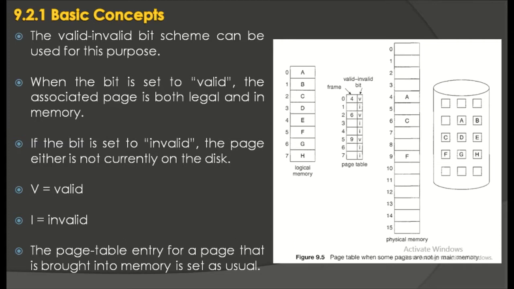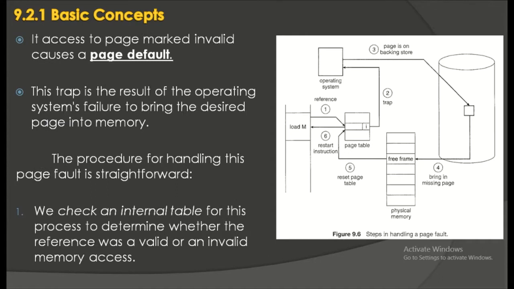What happens if the process tries to access a page that was not brought into memory? Its access to a page marked invalid causes a page fault. The paging hardware, in translating the address through the page table, will notice that the invalid bit is set, causing a trap to the operating system. This trap is the result of the operating system's failure to bring the desired page into memory.